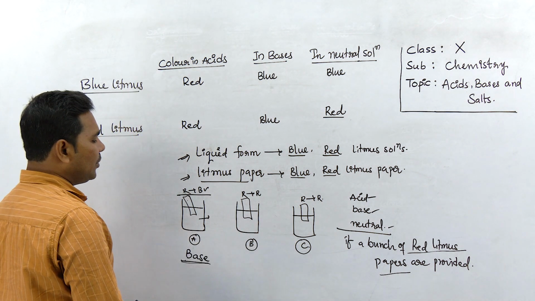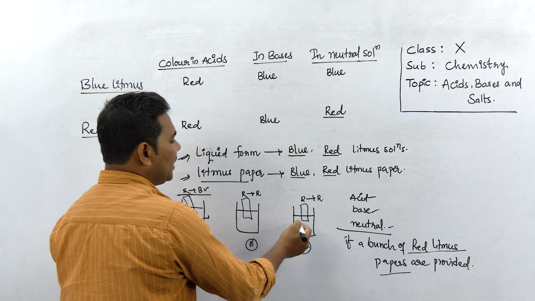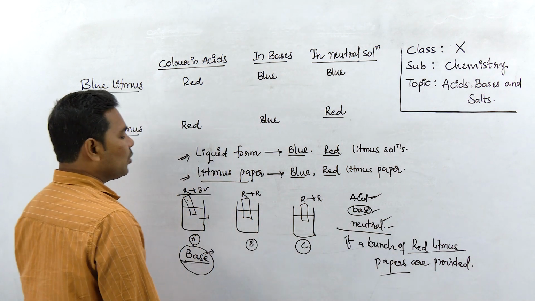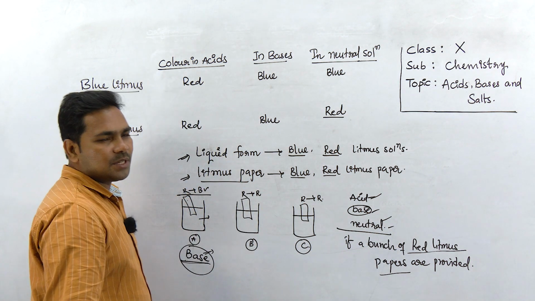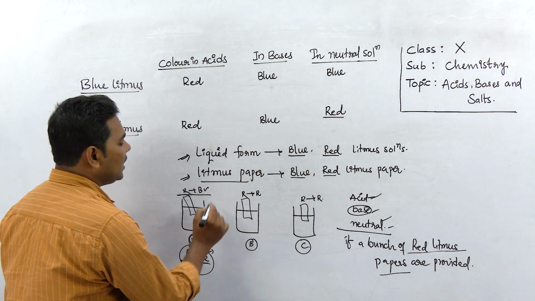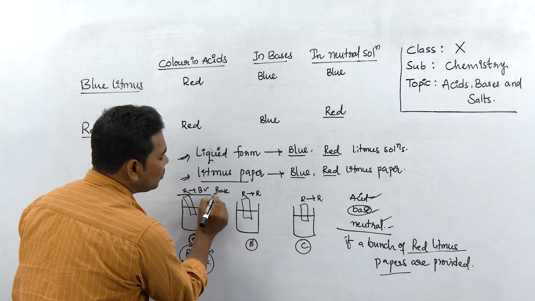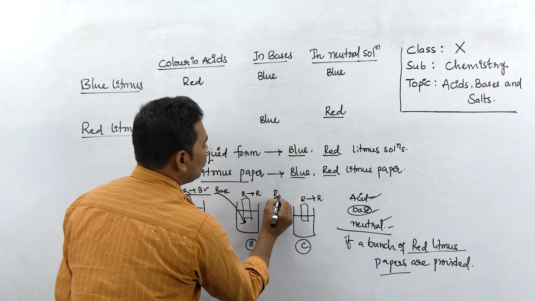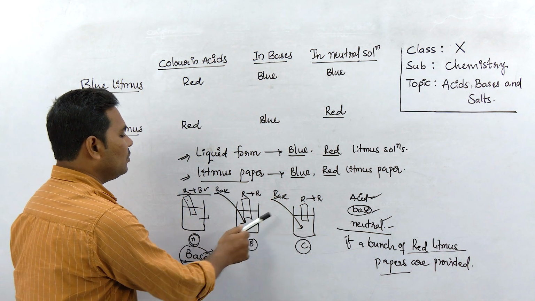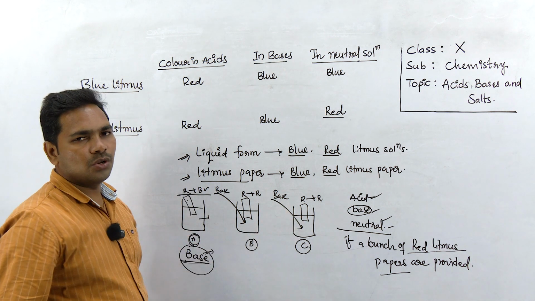In that case, what do we do? We identified one solution as a base, and out of the remaining two solutions, the base was completed, the remaining are one acid, one neutral. We have to identify them using the same red litmus paper. Now what do I do? This solution A, which is basic in nature, I transfer some amount of base into test tube B and some amount of base into test tube C. Is it clear?